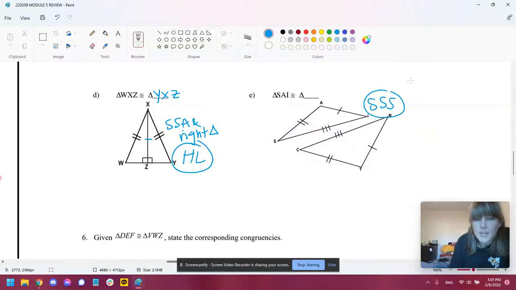This one, we've got three sides. The S is across from the one with one tick. So S is going to match up with C. The A is across from the three ticks. So A is going to match up with T. And then the I is the other one. So it's definitely going to be the N. Nice.